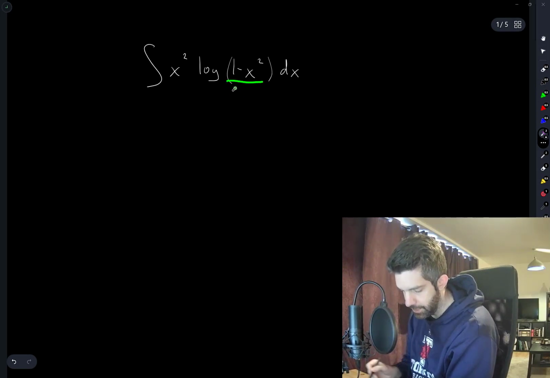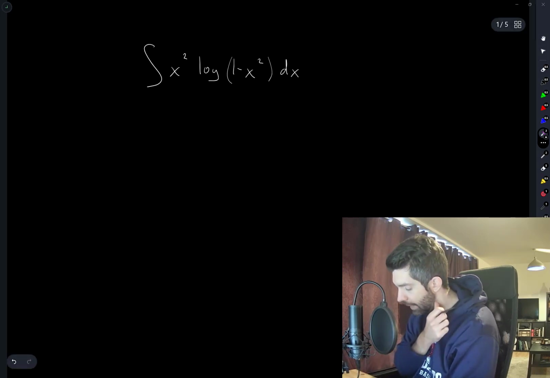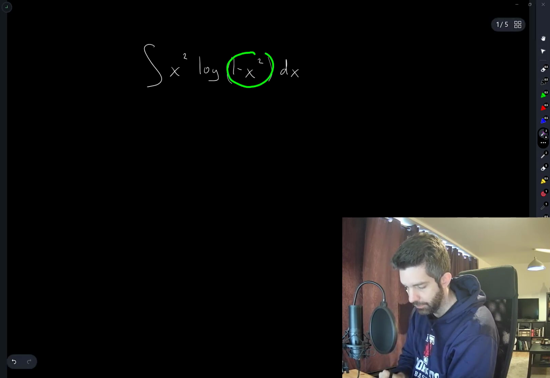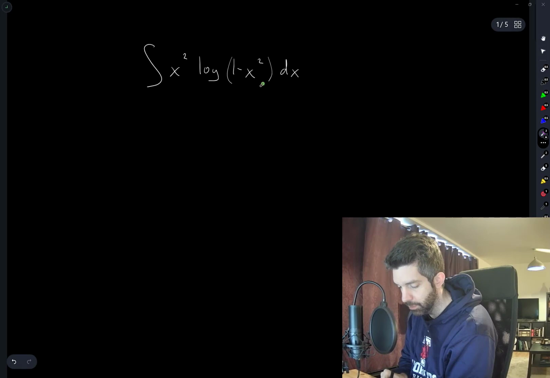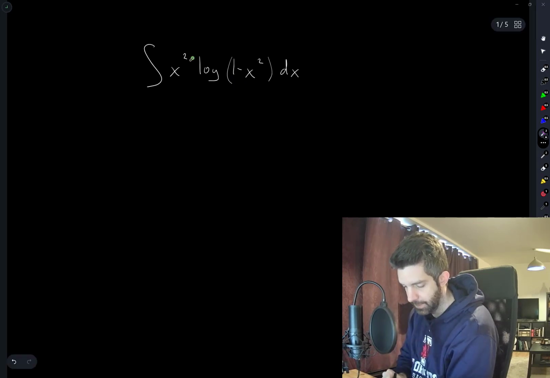So, I see that this is a difference of squares. If I factor that as 1 plus x times 1 minus x, does that help in any way? I also notice the 1 minus x squared often might lend itself to a trigonometric substitution. If I let x equal sine theta, then this becomes cosine theta squared. And that would be sine theta squared.